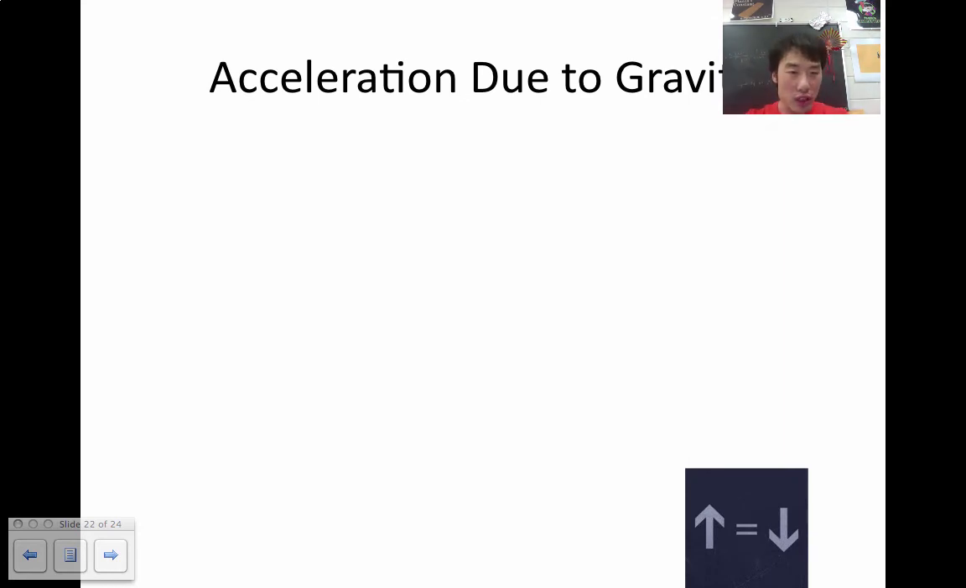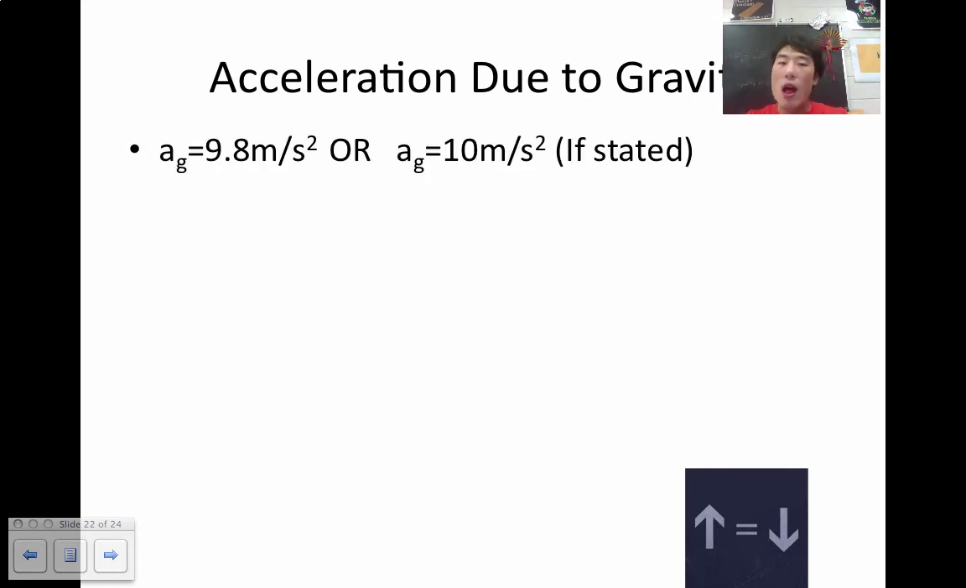Acceleration due to gravity. Let's try to figure this one out. The official value for acceleration due to gravity that we'll use in my classroom is 9.8 meters per second squared, or 10 meters per second squared, if stated. So if the word problem says use 10 meters per second squared, don't get all confused. Don't think that we're on a different planet. They just round it. It makes the math a little bit easier.